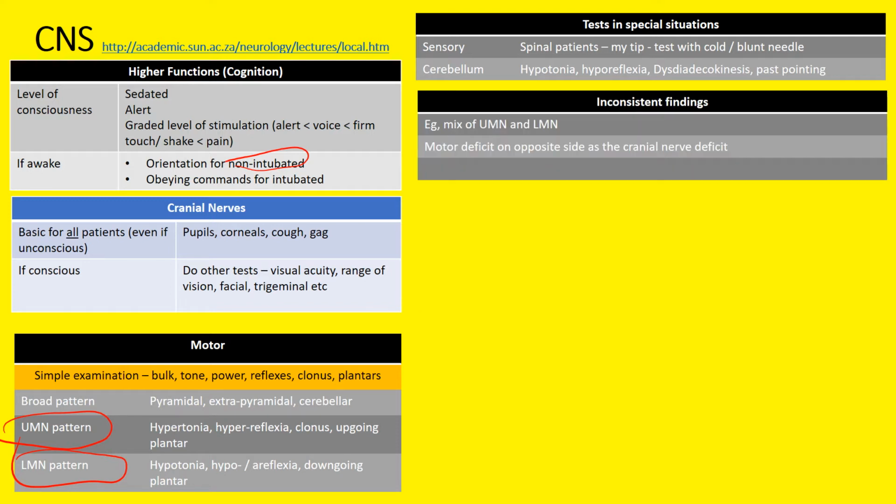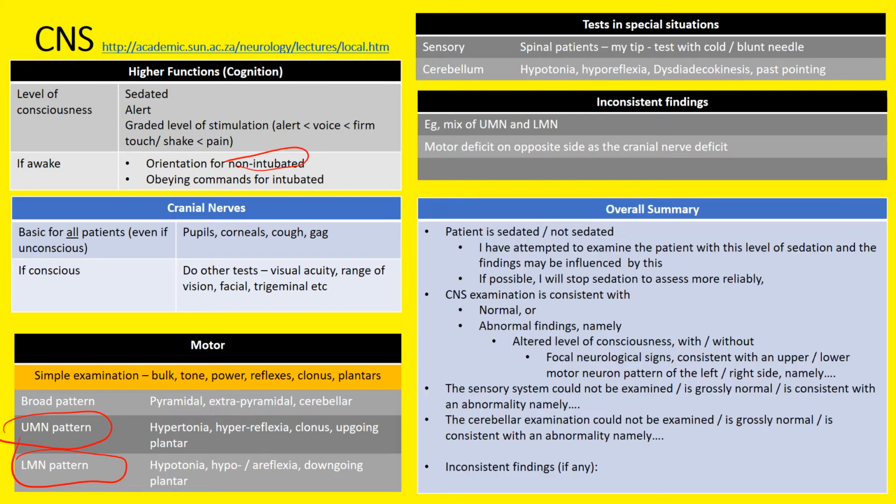Okay. And when you have inconsistent findings, and this is something that I'm going to reiterate in every organ system, it is not unusual for you to have a mix of findings, upper motor and lower motor, or something which is seen on the right side but only on 3 limbs and not on 1 limb, etc. You have to try and A, acknowledge the findings, and B, try and give a rational explanation for these findings. Don't just brush it under the carpet.